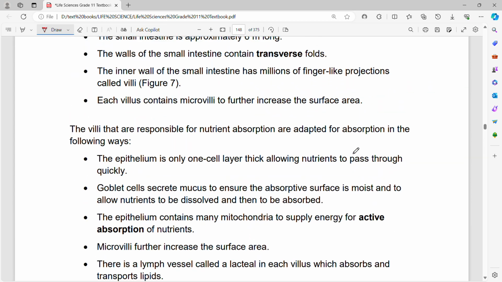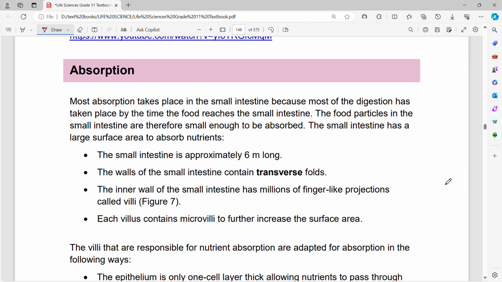Now let's move on to the absorption. Most absorption takes place in the small intestine. Why? Because most of the digestion has taken place by the time the food reaches the small intestine, right? So all the food is broken down into the smallest particles when it reaches your small intestine. Now, after it is broken down into small particles, what is left? It will go into your bloodstream. That process of absorbing food from the intestine into your bloodstream is known as absorption.